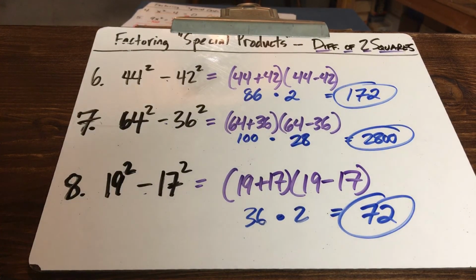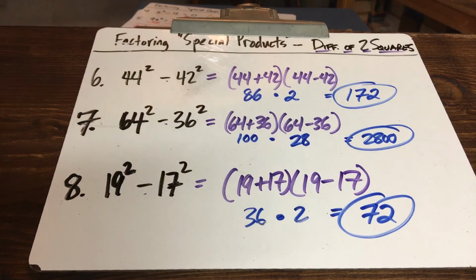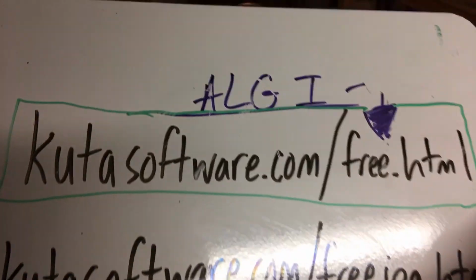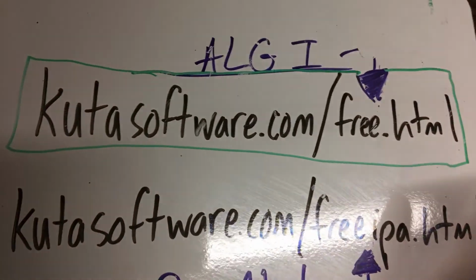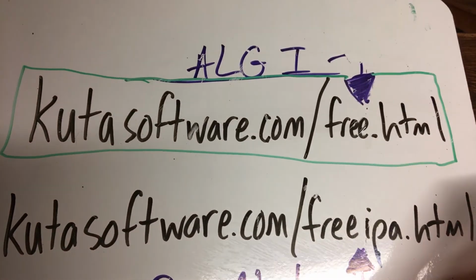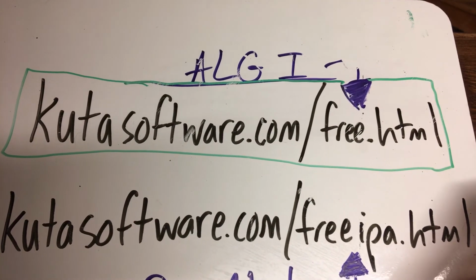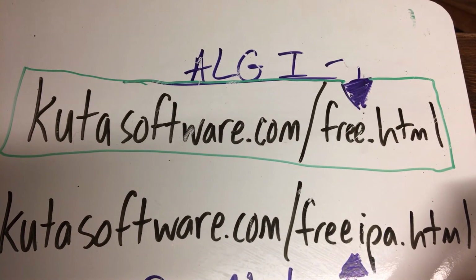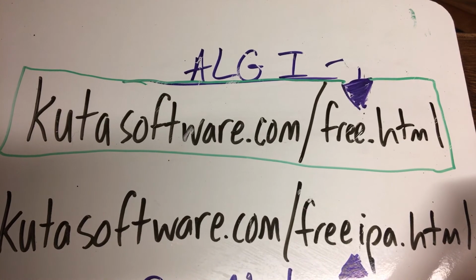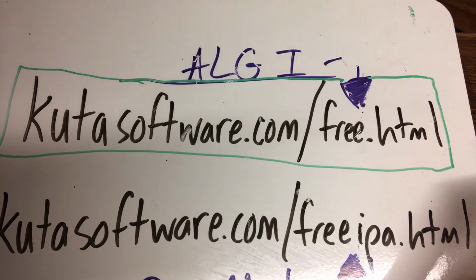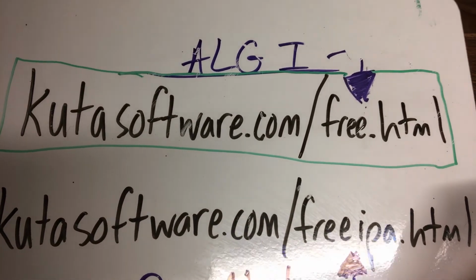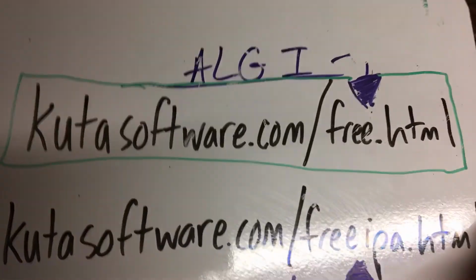If you're not in my math class and you're just looking for a chance to practice this, you can go to this website, kudasoftware.com/free.html. On the right-hand side, they have a section for polynomials. And there is a specific set of questions called factoring special cases. Now, if you open up that PDF assignment, there's going to be like 22 problems on there.